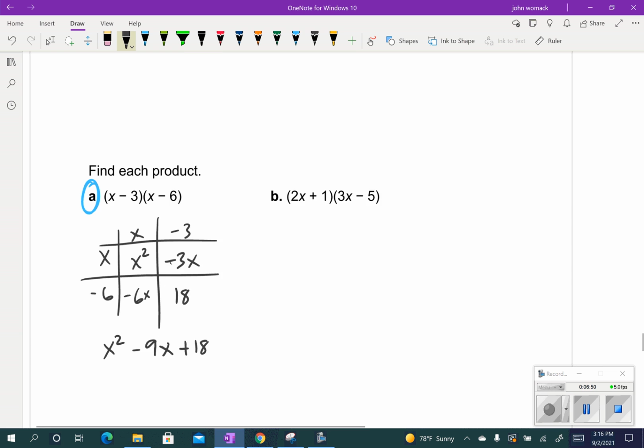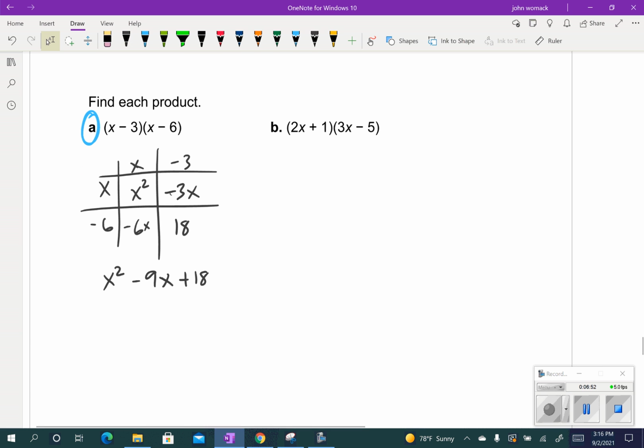This third way is a lot like the first way we did it. A lot of people call this the FOIL method. We'll talk about why. It's really an acronym to remember how to do this. But all you really do is you start with your first term and you just distribute it through. This is the way I usually do it.